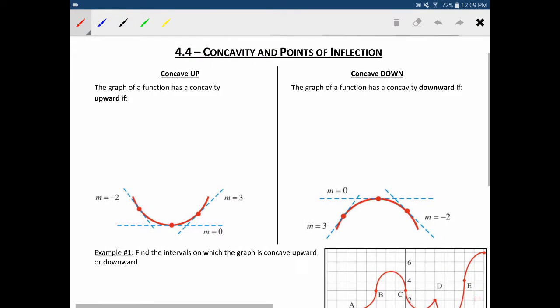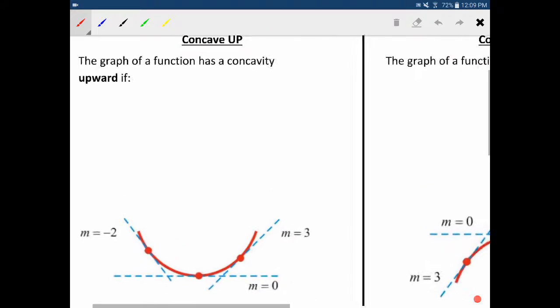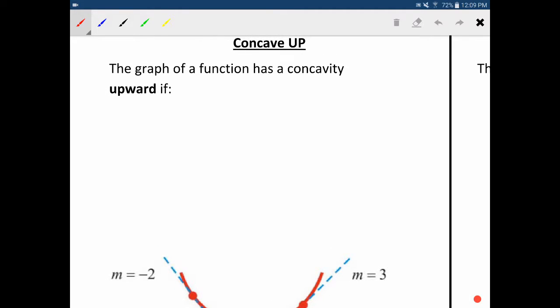Hey guys, today we're going to take a look at concavity and points of inflection. There are two possibilities here: a function can be concave up or concave down. For a function to be concave up, the slope of the function, or the derivative, is going to need to be increasing.